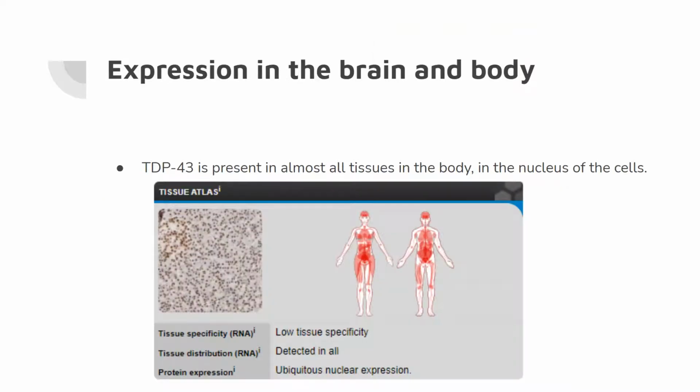Expression in the brain and body. TDP-43 is present in almost all tissues, as I just said. It is in the nucleus of the cells. You can see here from this diagram from the Human Protein Atlas. It has very low tissue specificity because it's pretty much all around in your body.